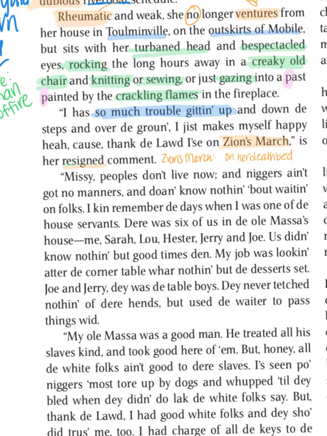Then she tells us this. Missy, peoples don't live near and ain't got no manners and don't know nothing about waiting on folks. I can remember the days when I was one of the house servants. Oh, here's an interesting detail.